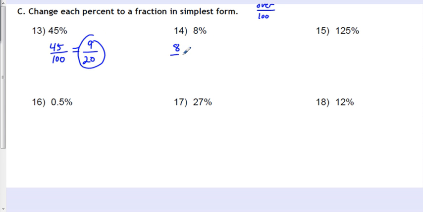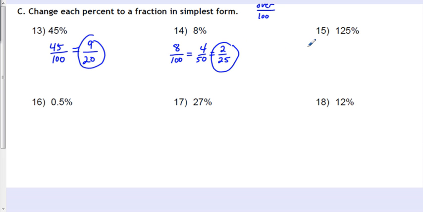8%, 8 over 100. Now we can take this in 2 steps or 1 step. I'll take 2 steps. They're both even, cut them both in half. They're both even, cut them in half again. And if you remember that 4 goes into both 8 and 100 and go right to that step, that's fine.